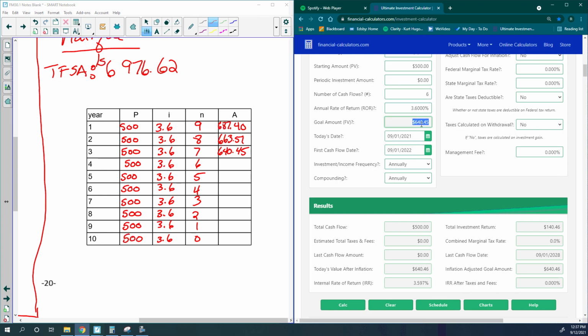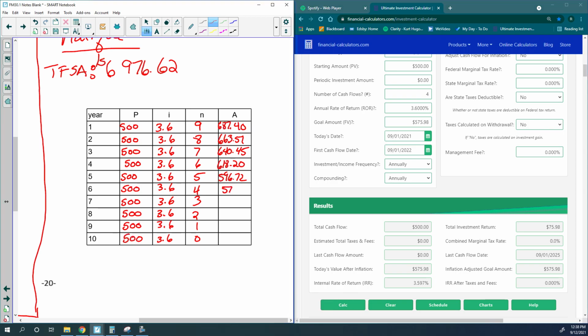So we're at 6 years now. Calculate. 618.20. Now we've got 5. Unknown. Calculate. Oh, it didn't change. Let's try this again. 5. Unknown. Calculate. 596.72. And hence why I'm going to use the financial calculators for this, because if you were doing the actual formula each time, it would take a very long time.